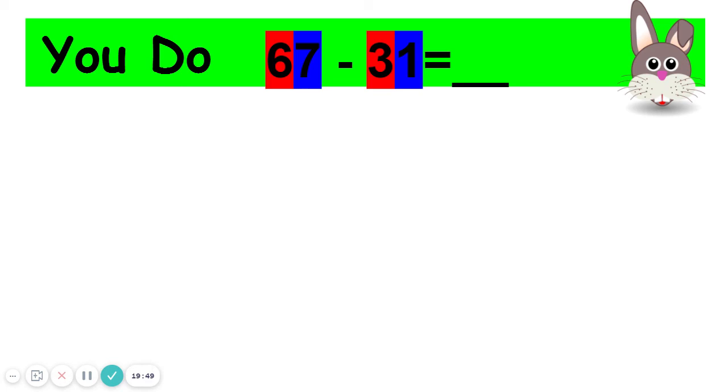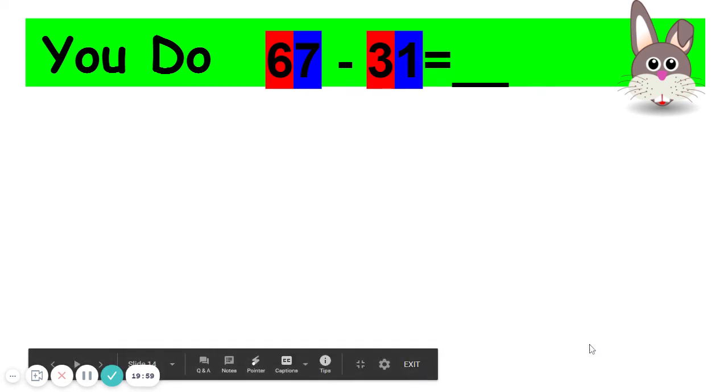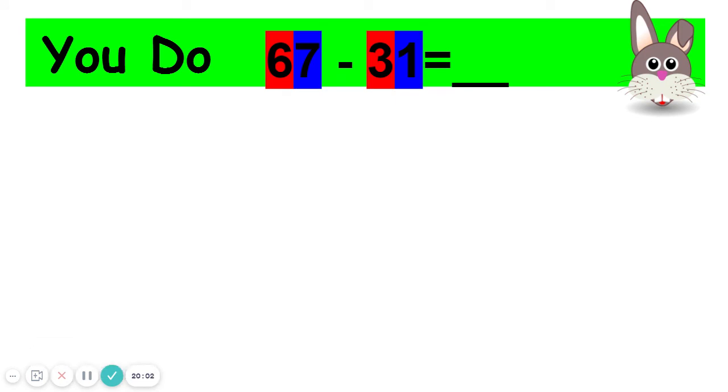If you need to, pause this video, get out your whiteboard or your sheet of paper, and work this problem. Start back when you're ready to check. Okay, boys and girls, I see you're here. You must have really hopped to it and got that problem solved. So, again, we had 67 minus 31. What's the first step you did?